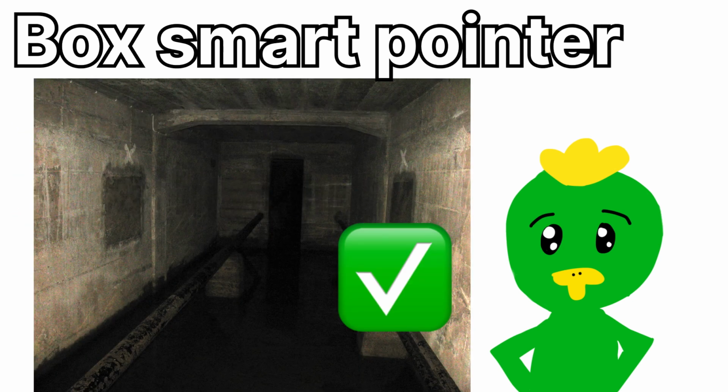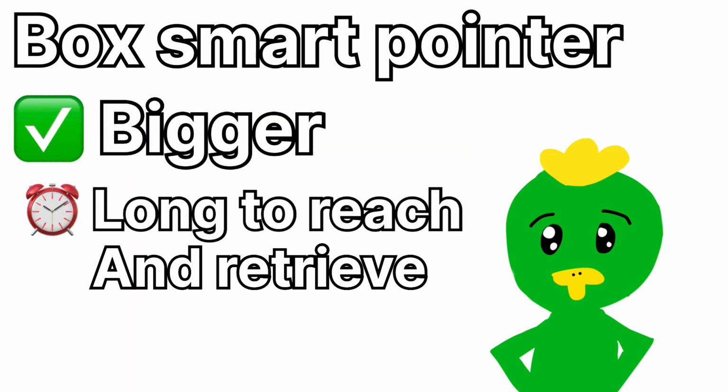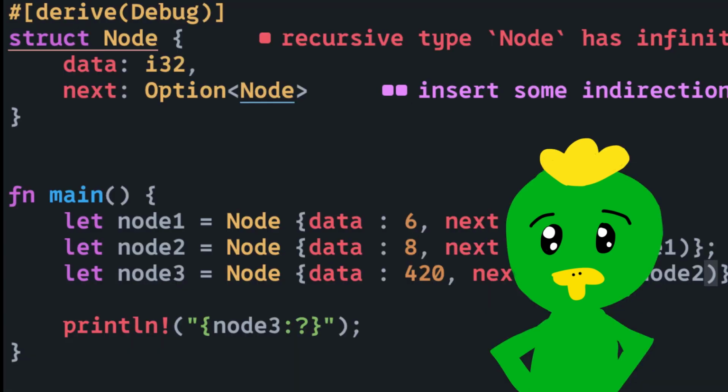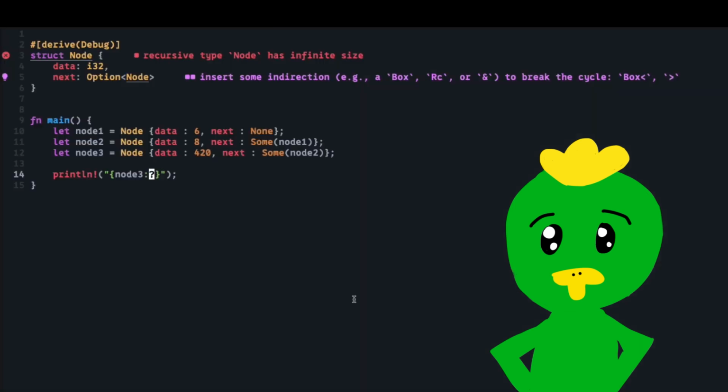So you put them in the basement, which is the heap, which is bigger, but it takes time to reach. As you can see in this example, we have a struct Node that has data, which is an i32, and the next node, which is an Option enum of a Node. As you can see, the Rust compiler crashes out, saying that recursive data has an infinite size and we should insert some indirection using a Box smart pointer.